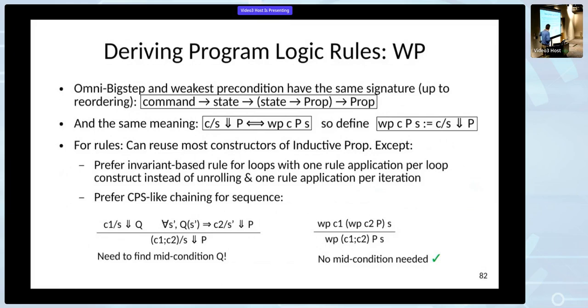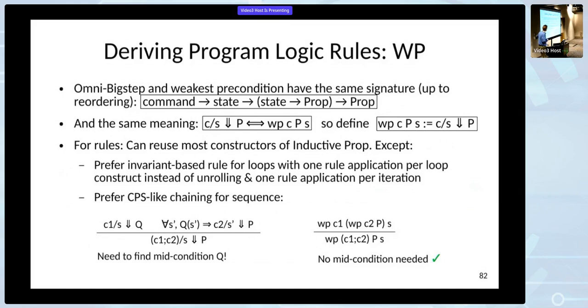And then for the proof rules, you can reuse most of the constructors of the inductive prop, except that you typically want to make two changes. For the loops, you want an invariant-based rule rather than one that unrolls each step. But that's easy to prove. And then you also prefer a CPS-style judgment for the sequencing rather than the one that requires this mid condition. But it's really easy to derive.